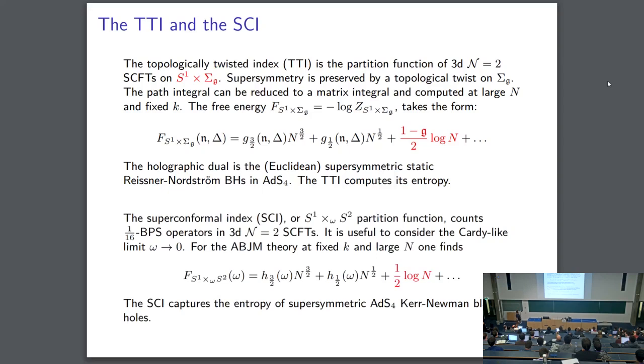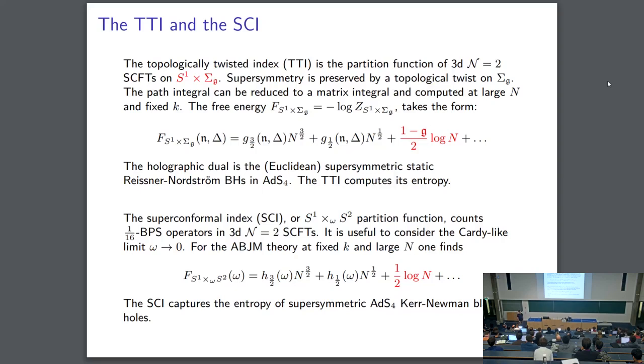Okay? There's also the superconformal index, which is an object that we heard about from Shlomo. But now on S1 times S2 instead of S1 times S3, omega is the fugacity for the angular momentum on S2. And again, there's some matrix model underlying this, which is much harder than this one. But again, using some tricks, you can compute this to all orders in 1 over N in a certain limit of small omega.